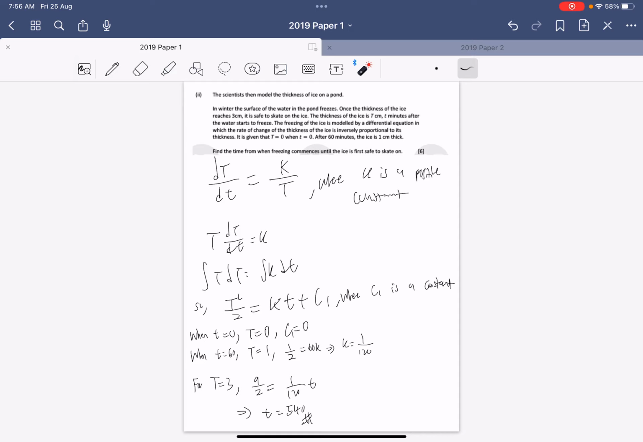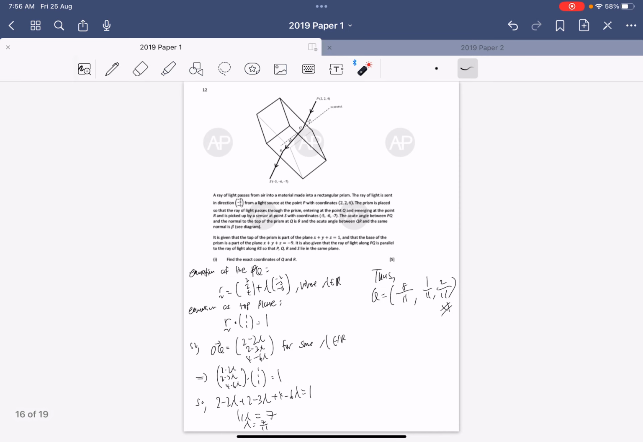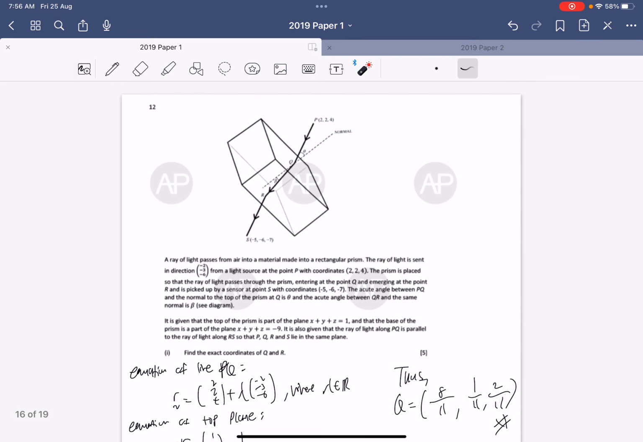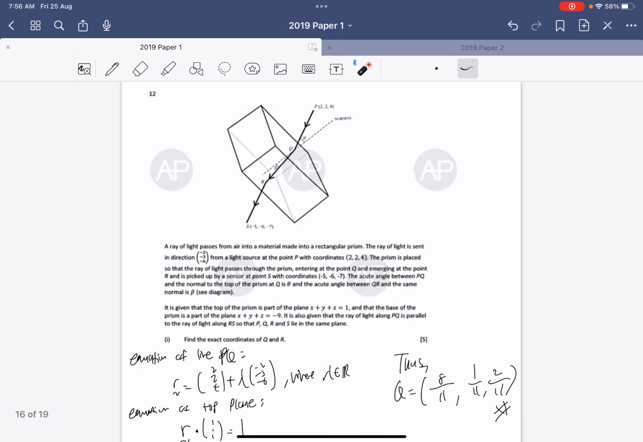And that will be it for this question. For the last question in the paper, it is a vectors question. In this question, it's really like a mathematical modeling using vectors question. With all mathematical modeling questions, the most important step is that you understand the question.